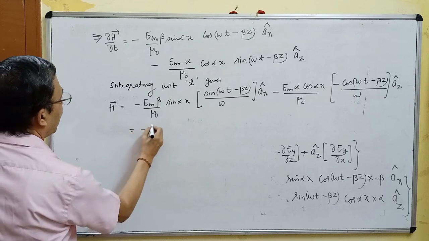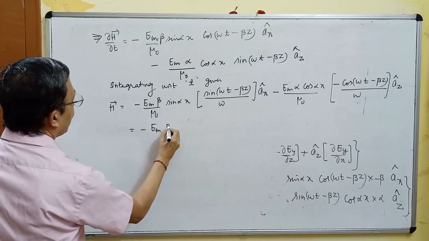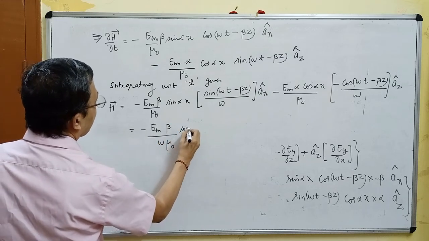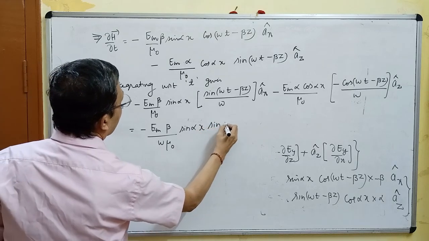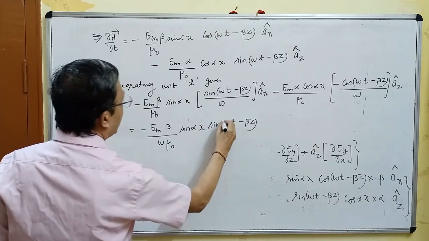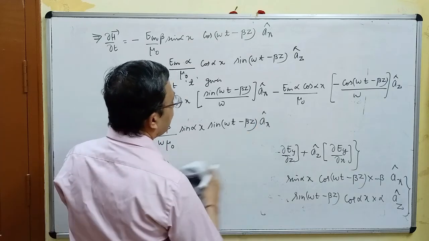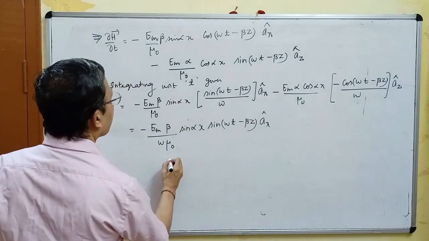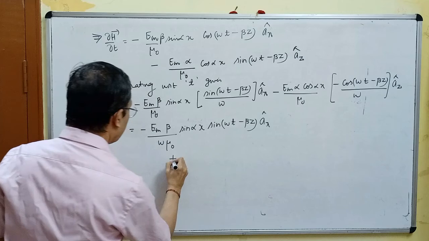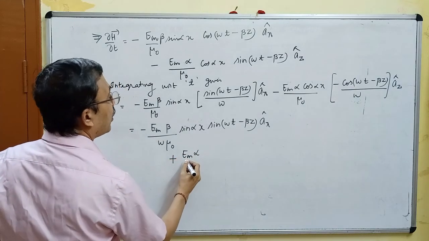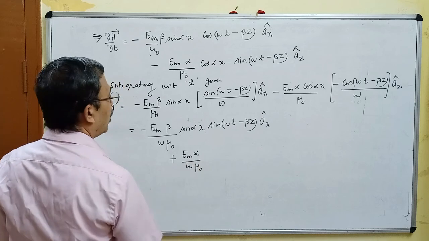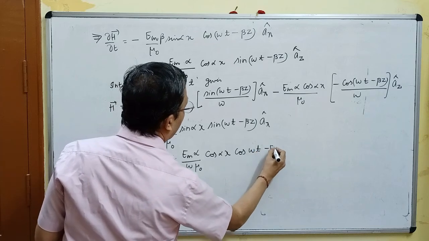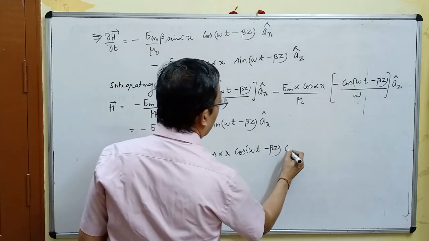So this gives minus Em beta divided by omega mu naught sin alpha x sin(omega t minus beta z) into Ax cap, minus into minus, plus Em alpha divided by omega mu naught cos alpha x cos(omega t minus beta z) into Az cap.